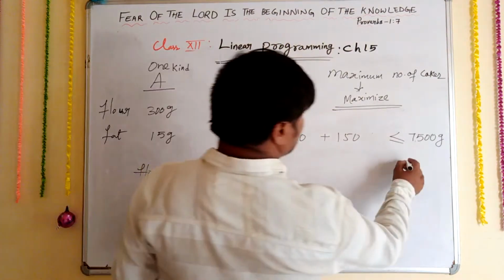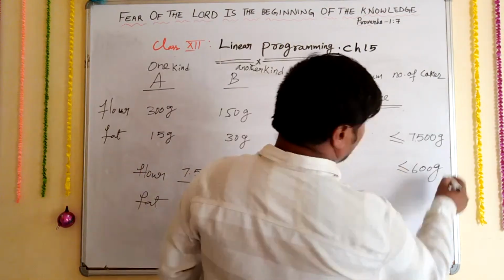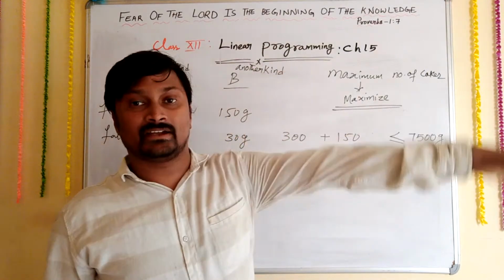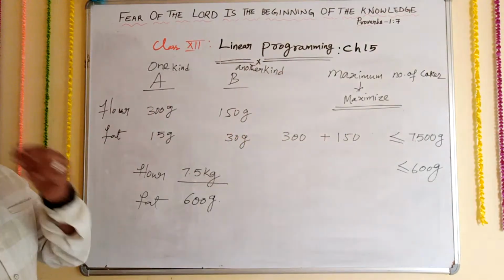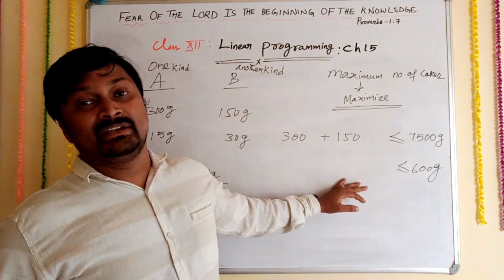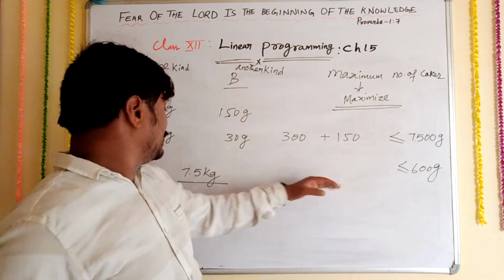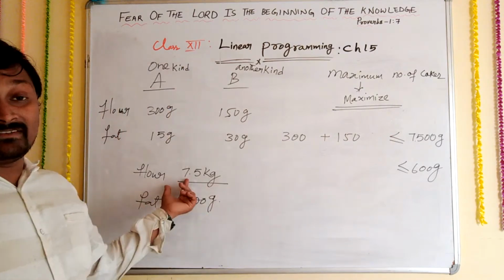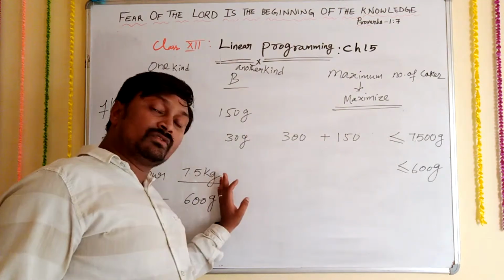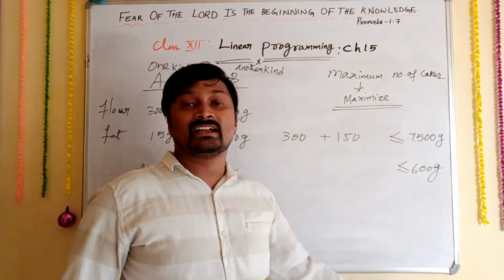Fat should be less than or equal to 600 grams, which means you have to use 600 grams or less, but not more than that. Okay, this you have to remember. That's what I said in the previous question, "at least," meaning they have given a minimum that you have to use. So only this much is given, which is nothing but less than or equal to.